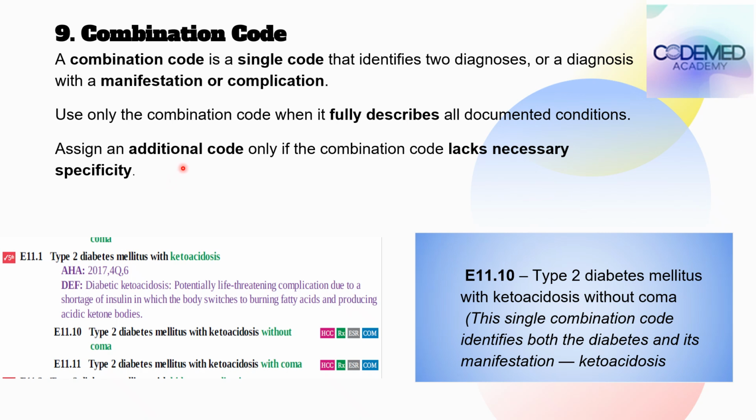So for example, the type 2 diabetes patient with a ketoacidosis without coma. Now in this case, this is the disease and this is, you can say, manifestation or the complication. So I'm going to check whether this is denoted by one code. And if we see that E11.10 type 2 diabetes mellitus with ketoacidosis without coma, and it is explaining everything, so there is no need to write additional code, and this one code is called as a combination code.